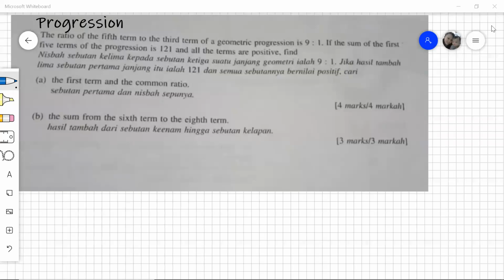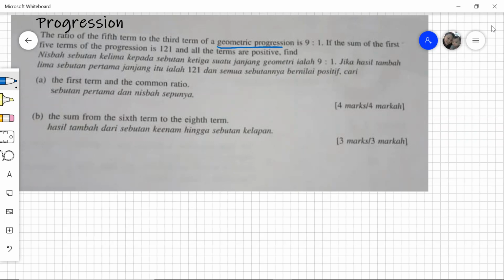Hello everyone. In this video clip, I am going to show you how to solve this progression question. Now, progression questions divide into two types. One is the arithmetic progression and another one is the geometric progression. And in this question, we are dealing with geometric progression.